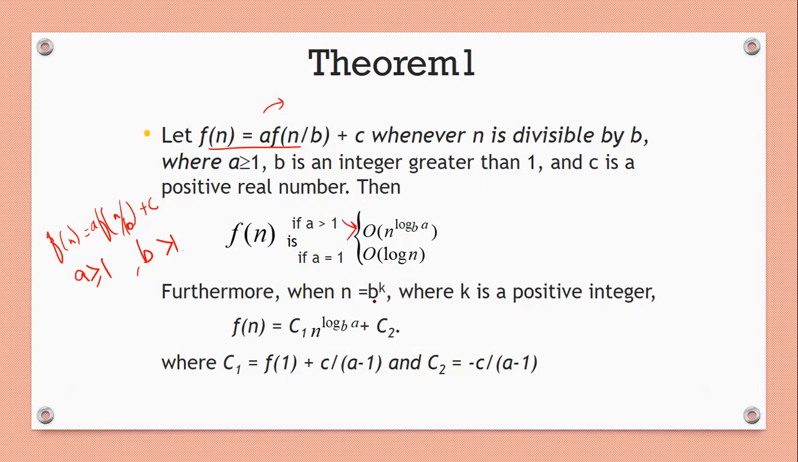Further, whenever n is equal to b power k, where k is a positive integer, as we have seen in our earlier theorem, then f of n will be c1 n power log a to the base b plus c2, where c1 and c2 are defined as follows. So this is the theorem. Based on this, you just have to remember the time complexity if you ever need it. Otherwise, we will proceed with the next theorem, which is the master theorem.